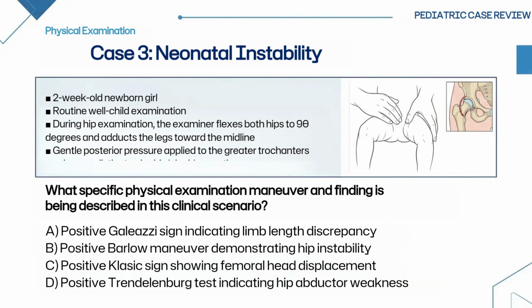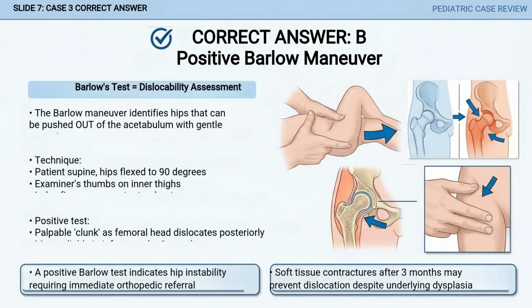Option A, positive Galeazzi sign indicating limb length discrepancy. Option B, positive Barlow maneuver demonstrating hip instability. Option C, positive Klisic sign showing femoral head displacement. Option D, positive Trendelenburg test indicating hip abductor weakness. The correct answer is B, positive Barlow maneuver demonstrating hip instability.